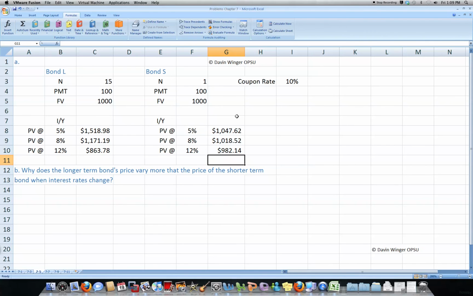Well, let's think of it this way. If I bought a bond for 15 years at the rate of 10%, and the next day the coupon rate or the opportunity cost of capital went to 5%, all of a sudden my bond would be worth $1,518.98. I've made a good deal because interest rates are down, but I've got them locked in for 15 years at 10%. Now let's say I just bought a 1-year bond at 10% and interest rates went down. Well, my bond is worth more, but not near as much more.